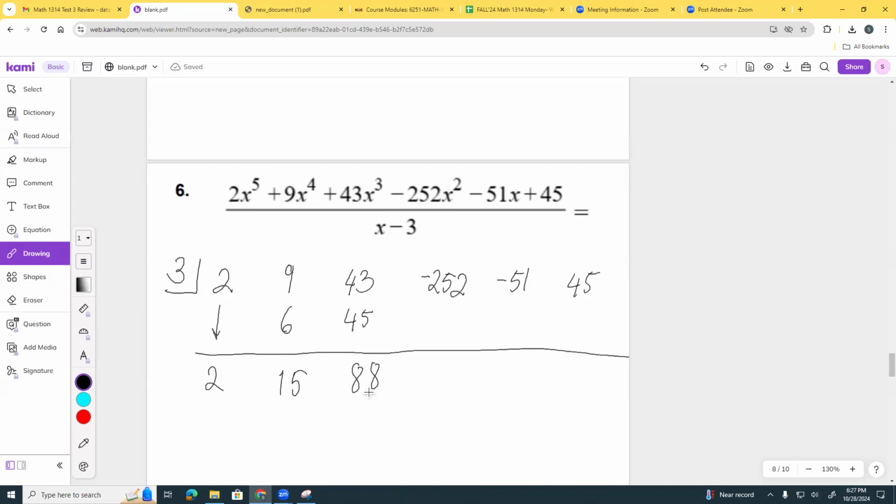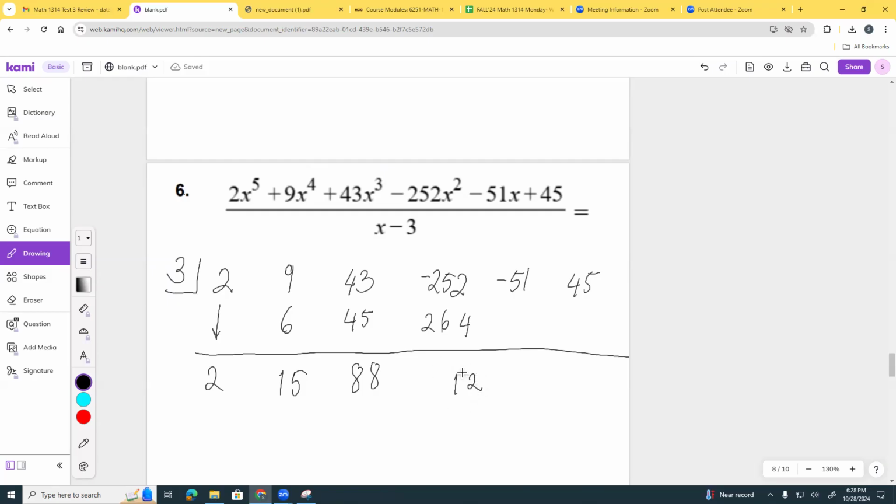88. 88 times 3. 3 times 8 is 24. 2 is the carry. Okay. When I add them up now, I get positive 12.